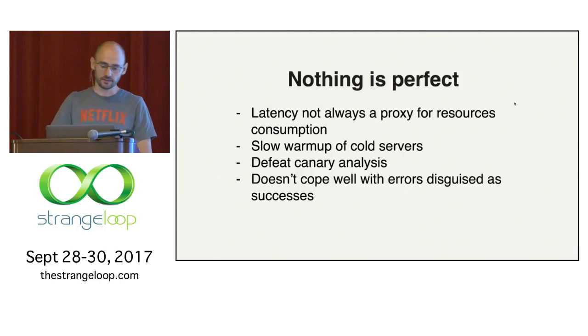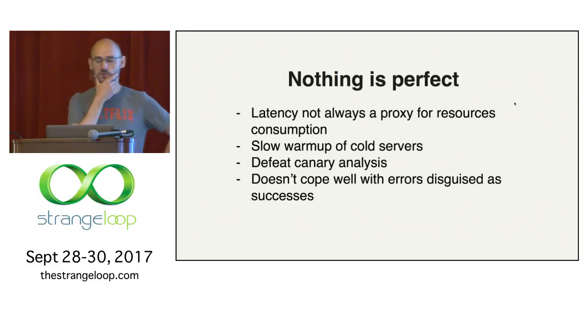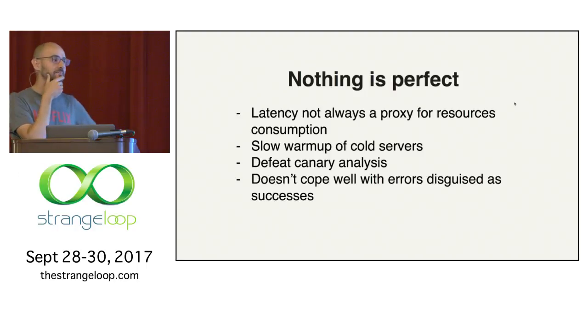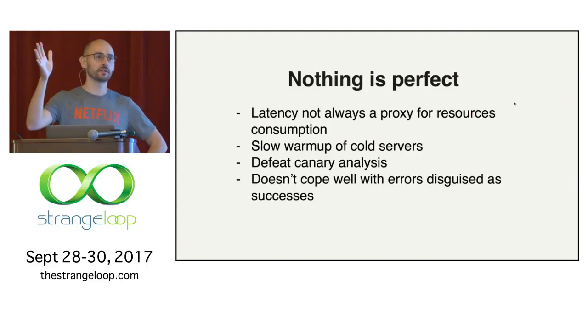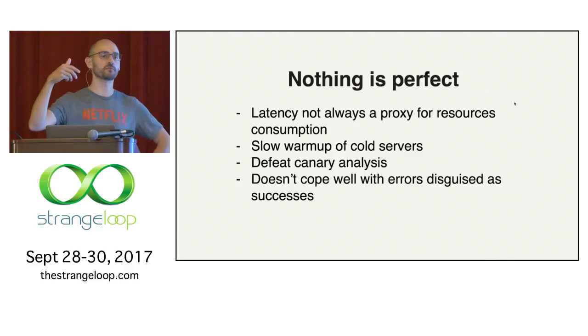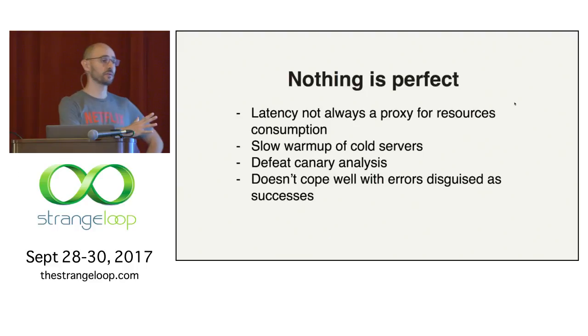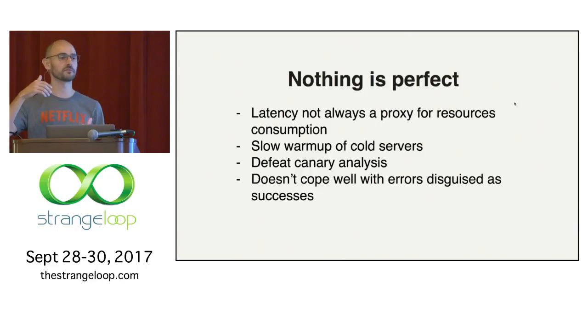The last thing that we discovered in production that was annoying is that it doesn't cope well with errors disguised as successes. We had a server that, when something bad was happening, was replacing the response with some default value. And it was not telling anything to the client. So from the client's point of view, one particular server was super fast because it was returning a default value all the time.